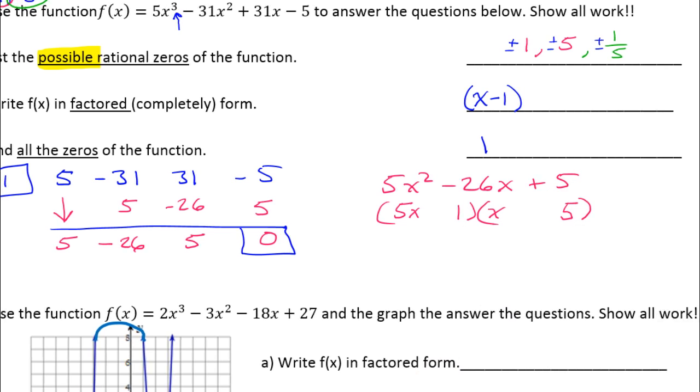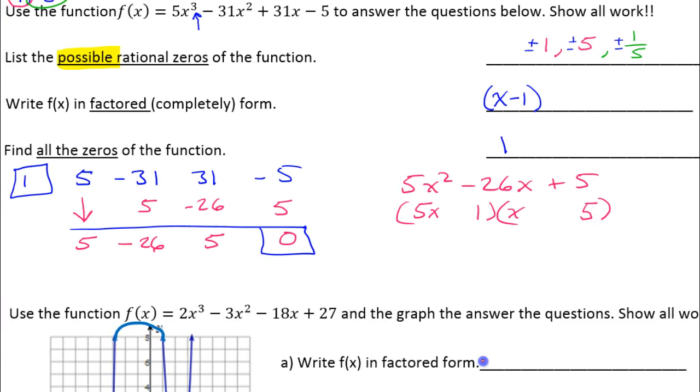Now I know inner plus outer equals middle. Inner, I have 1x. Outer, I have 25x. I'm shooting for a middle of negative 26. So if both of these are negative, that'll give you negative 26. That means both of these would need to be negative. And negative 1 times negative 5 is positive 5. So I know I have factored it correctly.